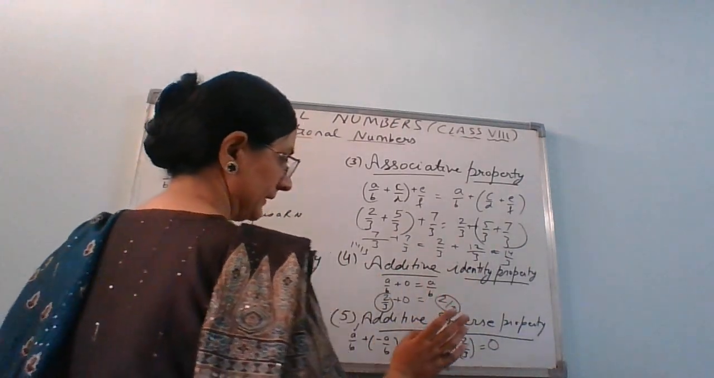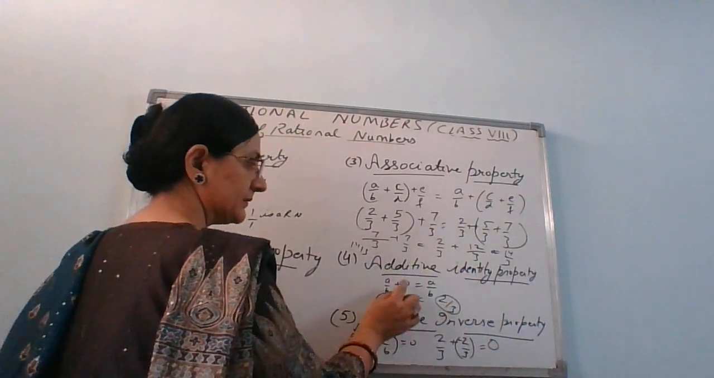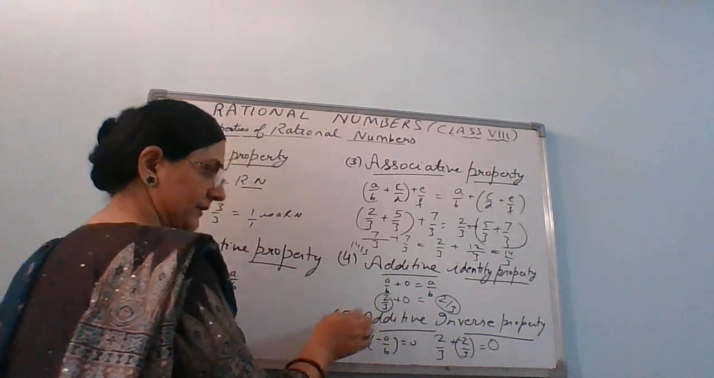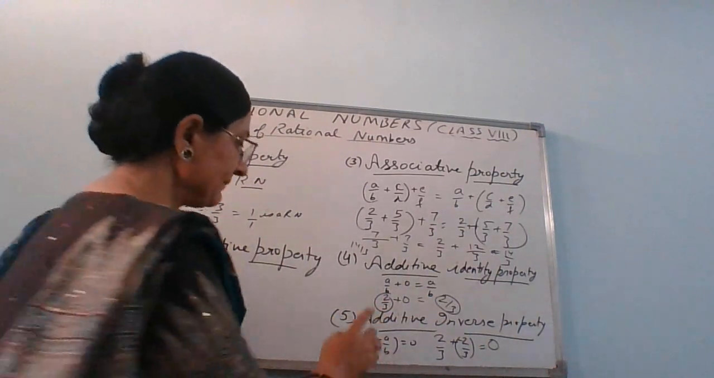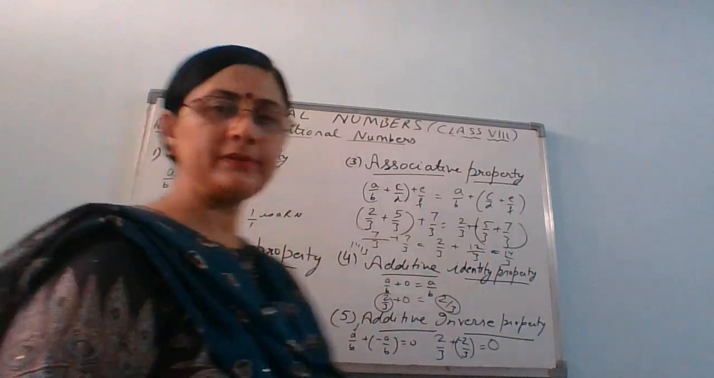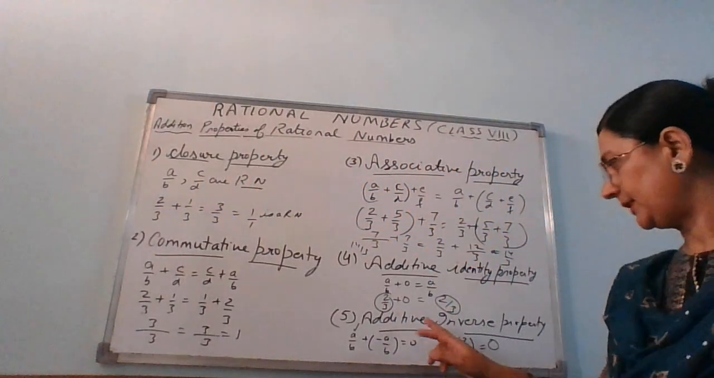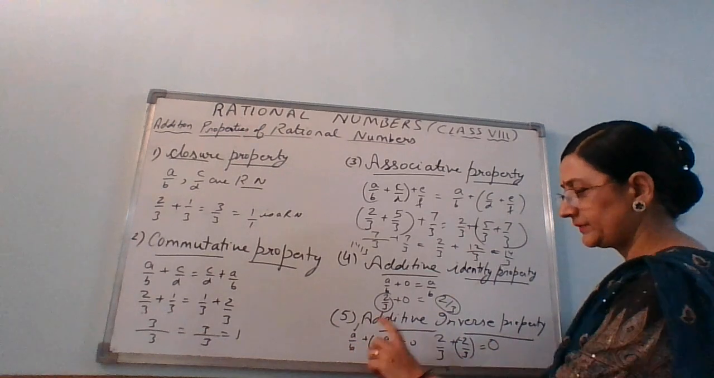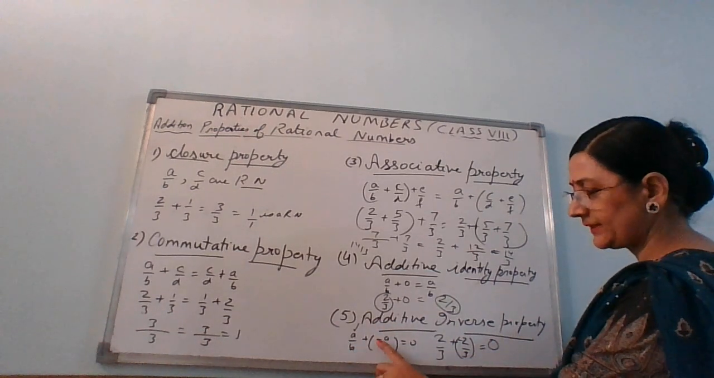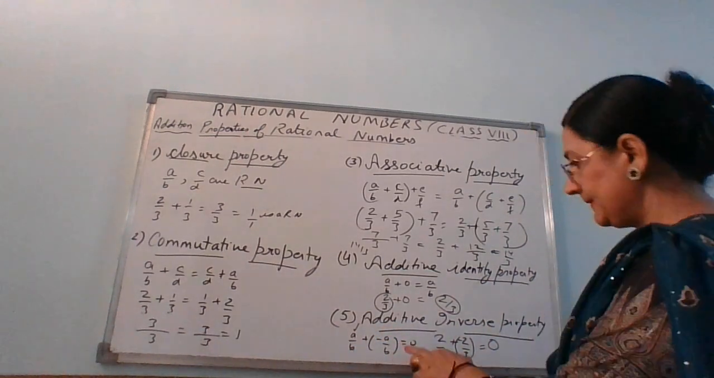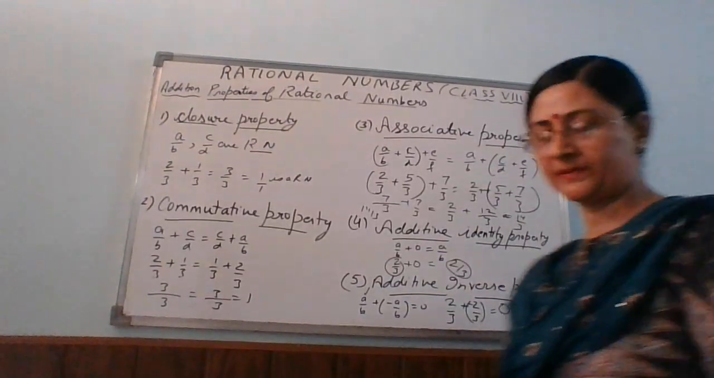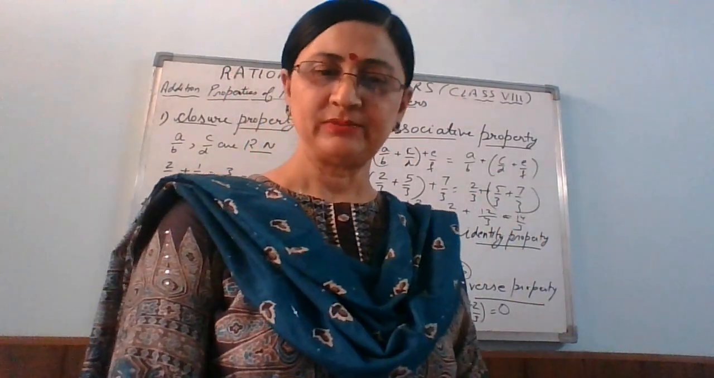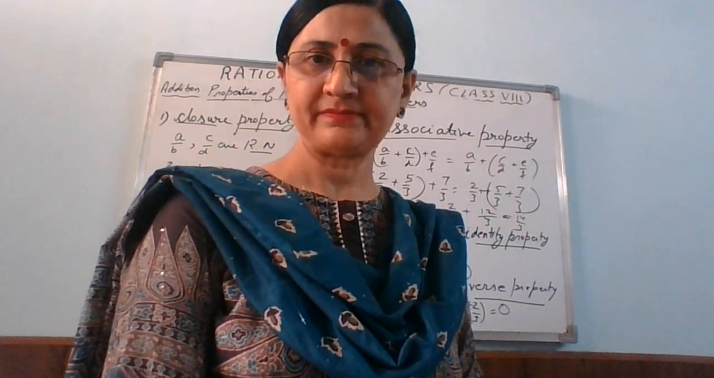Then comes additive identity property. Additive identity means when you add 0 to any fraction, you get the same fraction, right? Its identity does not change. Additive inverse property. Additive inverse means when you add the inverse of a rational number. Inverse means you are adding its negative part to it, then you get the answer 0, right? I hope these properties are clear to you, right? Now we'll take some questions.